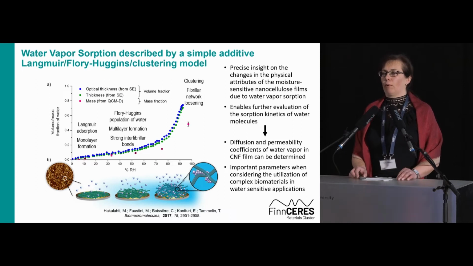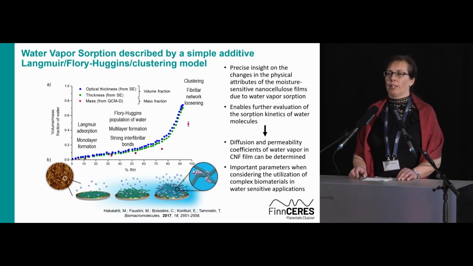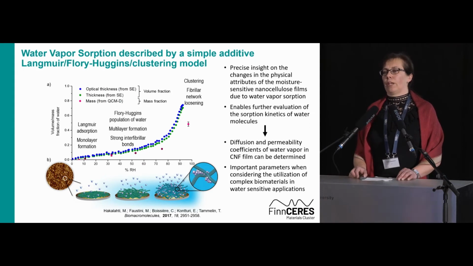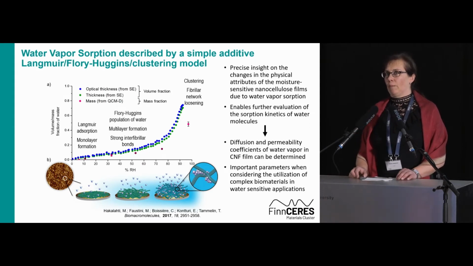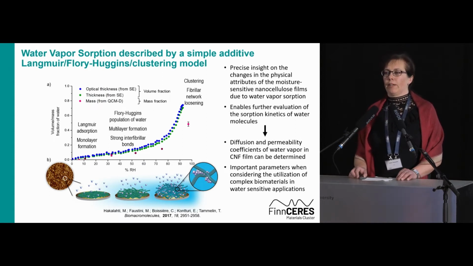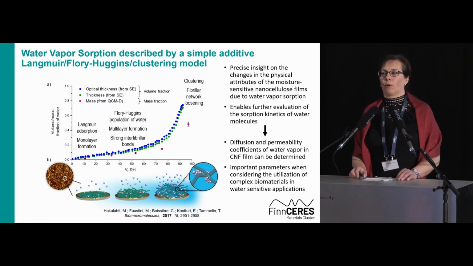And we were actually able to fit these simple models: the Langmuir model in dry conditions, the Flory-Huggins model in semi-dry conditions, and in very high relative humidity conditions, the clustering model, on how the cellulose nanofibril network is reacting to increasing relative humidity. This approach enables further evaluation of sorption kinetics, and we are also on the way to really detecting the diffusion and permeability coefficients of nanocellulosic materials.